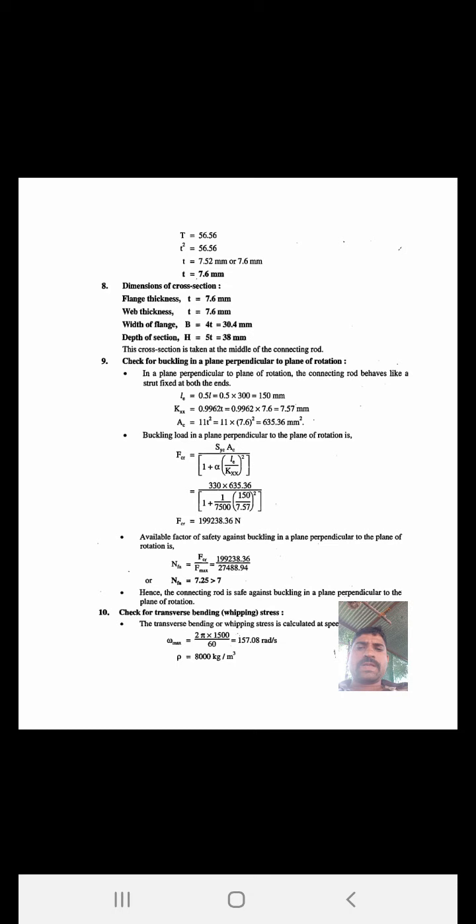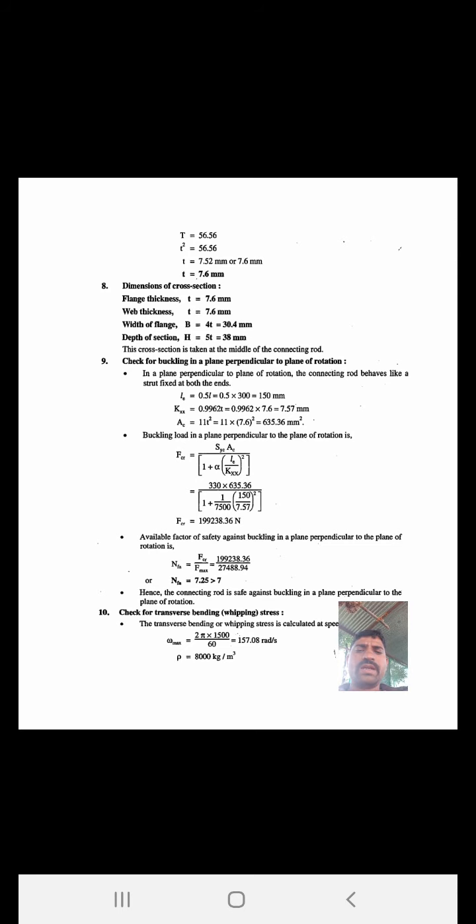Then next is the dimension of the cross section. Flange thickness T is 7.6 mm, web thickness 7.6 mm, and the width of the flange B is given as 4T. Put the value T equal to 7.6, you will get 30.4 mm, and depth of the section H is equal to 5T, 38 mm.